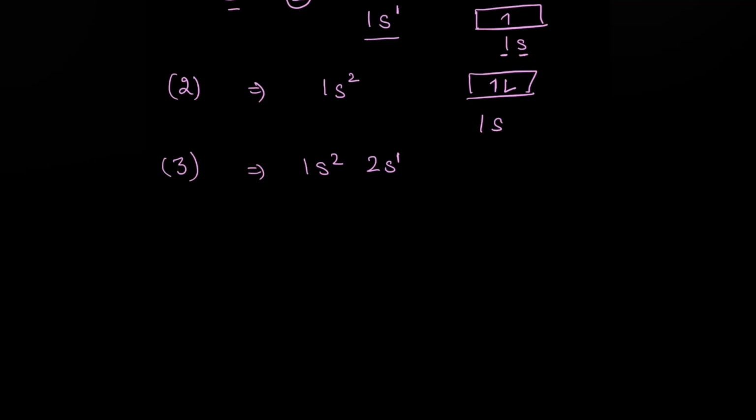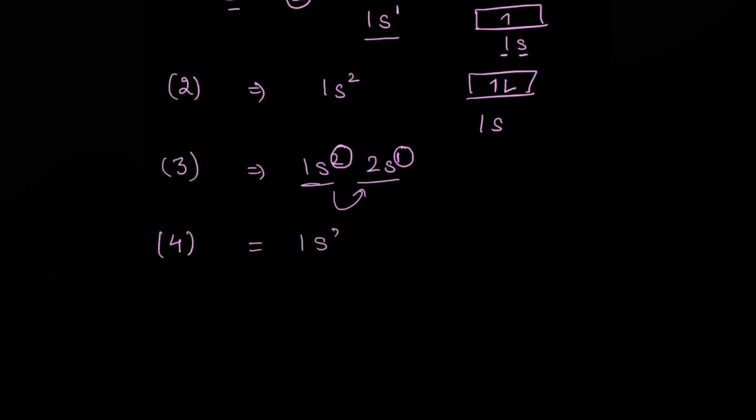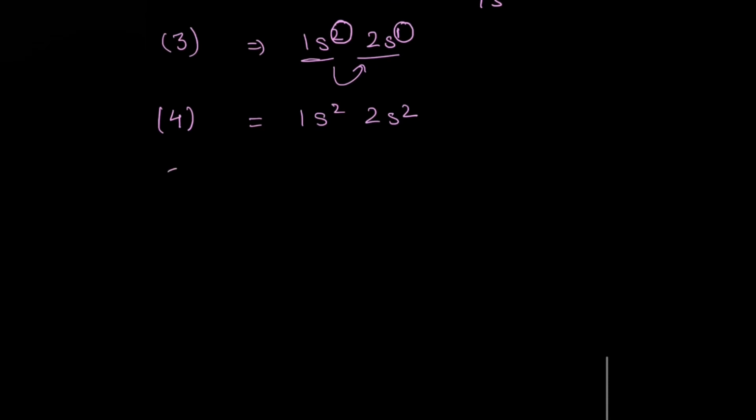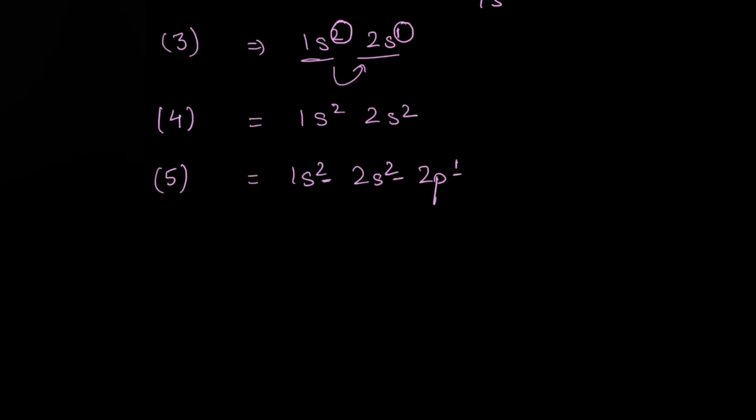If we have 3, then we have to write 1s2, then 2s1. In accordance with Aufbau principle, 1s will be completely filled, then the next shell will be filled. So we have 3 electrons, so 2 will be filled in the first one and only 1 is left, so we will write 1 over here. If we have 4 electrons, then we have to write 1s2, then 2s2. Then for 5, we have to write 1s2, 2s2, then again comes the 2p, and now it will have only one electron because 5 electrons have to be filled. If we have 6, then we have to write 1s2, 2s2, then 2p2.